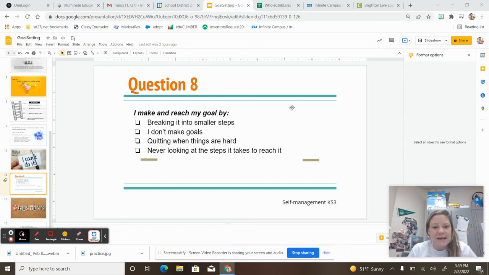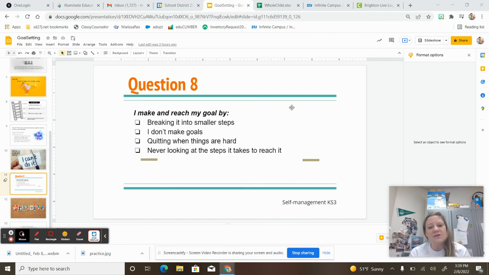I don't like the second answer, I don't make goals, because everybody makes goals every day. Like when I come to work every day, okay, my goal is going to be to see this many kids or to eat a good lunch, a healthy lunch. Like everything we do, we're thinking about goals in mind. The third option was quitting when things are hard. Well, here at South, we know we persevere through. We do not quit when things are hard. We don't give up. We keep pushing.